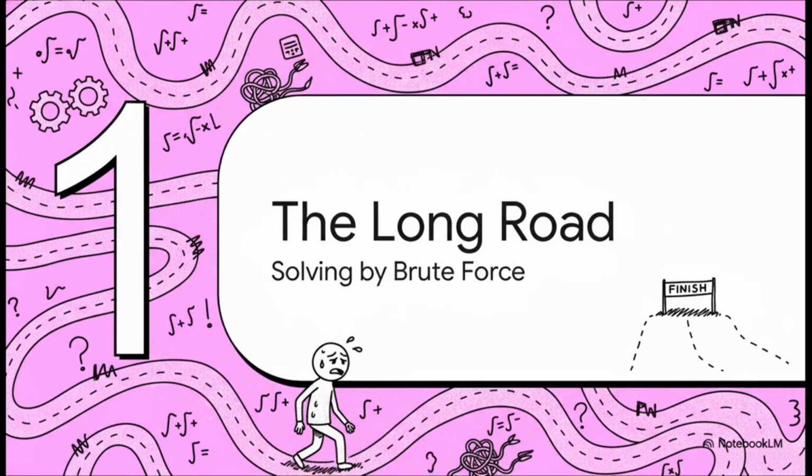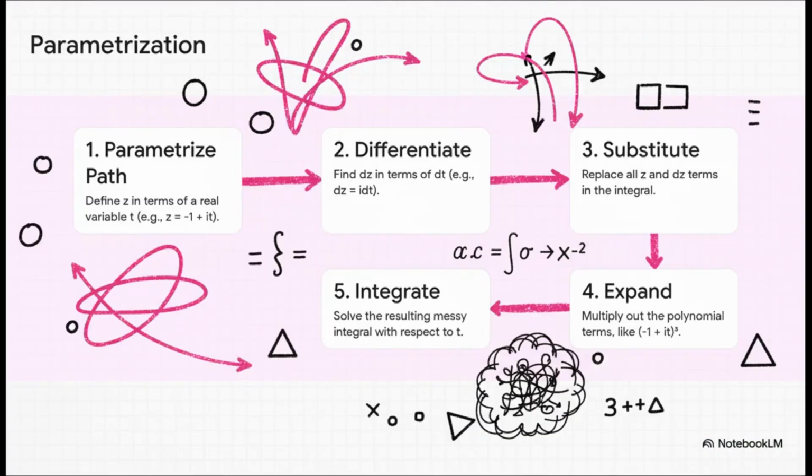Okay, so before we get to the cool trick, let's appreciate why we even need one. Let's take a quick walk down the long road, solving this thing by brute force. So the traditional method is called parameterization. Basically, you have to describe that wiggly path with a variable t. Then you differentiate it, substitute everything back in, and then you're left with this beast of a polynomial to expand and integrate.